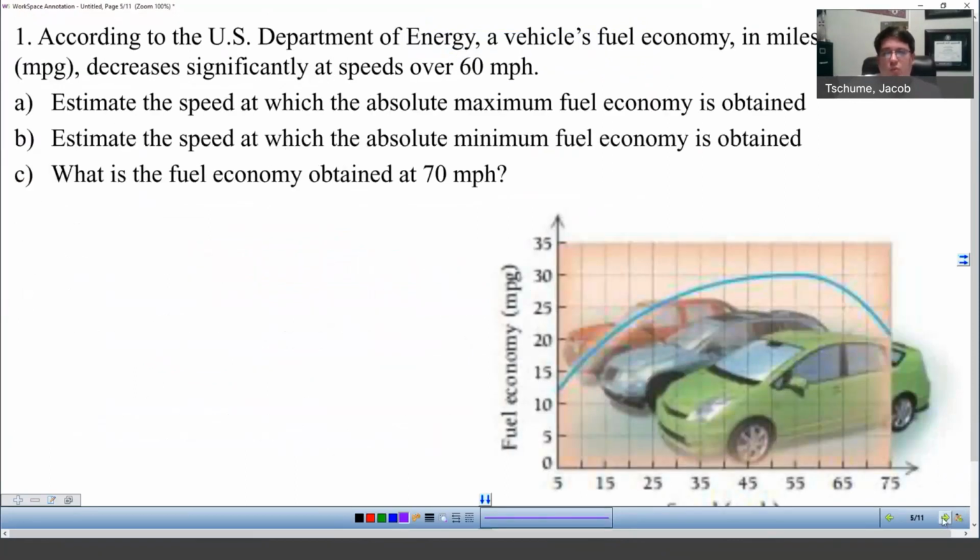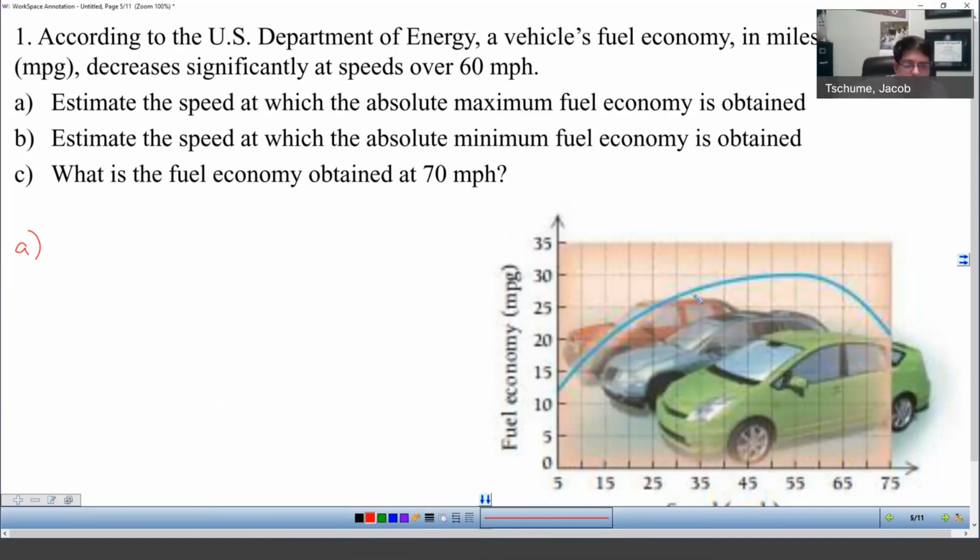All right, before we get to one where you have to do the calculus part, let's make sure we can read this from a graph to understand what you're looking for. So number one, according to the U.S. Department of Energy, a vehicle's fuel economy in miles per gallon decreases significantly at speeds over 60 miles an hour. I want you to do the following three things. So we're going to do them all together. Part A. Estimate the speed at which the absolute maximum fuel economy is obtained.